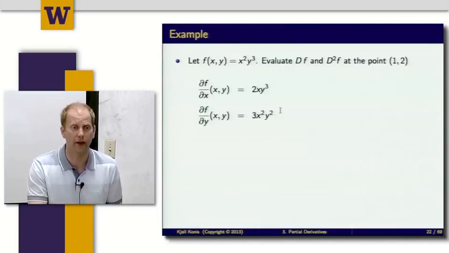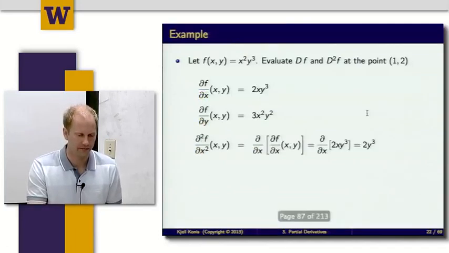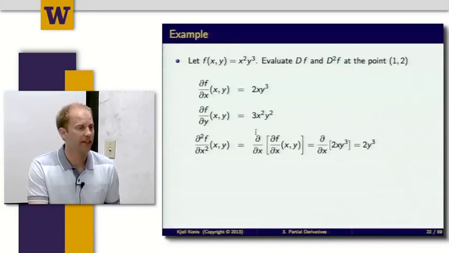It's just the power rule and treating the other variables, so in this case y, in this case x, as a constant. And then we have to compute the mixed partials. So here I have the partial of f with respect to x squared.